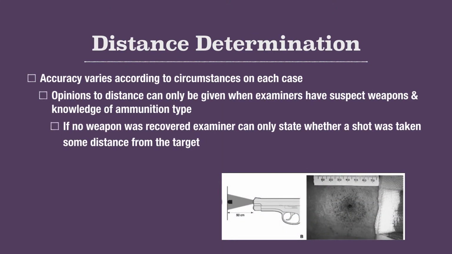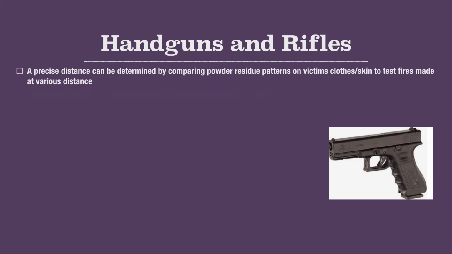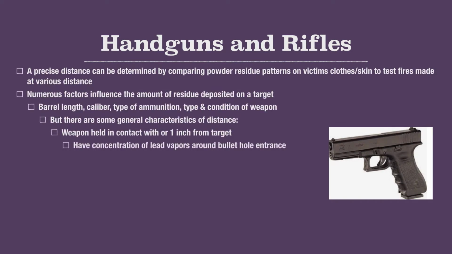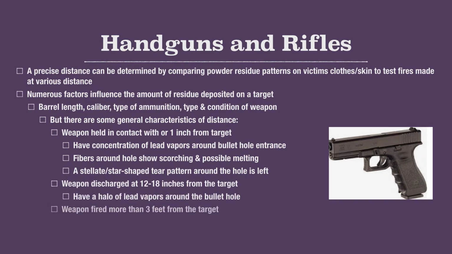The accuracy of determining the distance between the two varies according to circumstances on each case. There are opinions on distance that can only be given when an examiner has the actual suspect gun and knowledge of the ammunition type. If no weapon was recovered, the examiner can only state whether or not the shot was taken from some distance from the target or closer to it, because each gun shoots differently and each ammunition is going to travel differently.